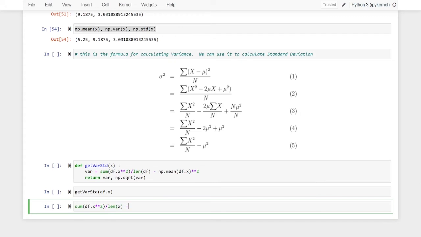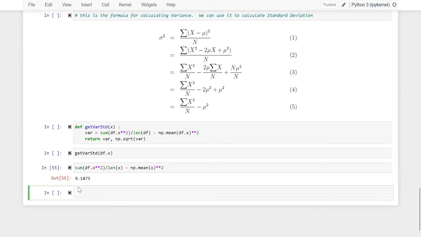We will say minus, and then what? Mean square, that is mu square. So we'll say take mean of x and then square it. Enter it. What are we going to get? 9.1875. So this time we are deploying this formula.